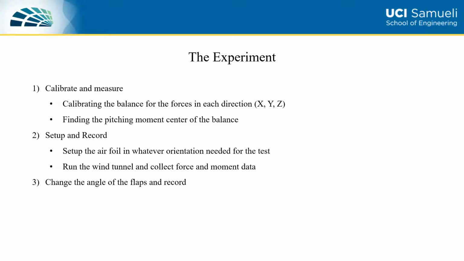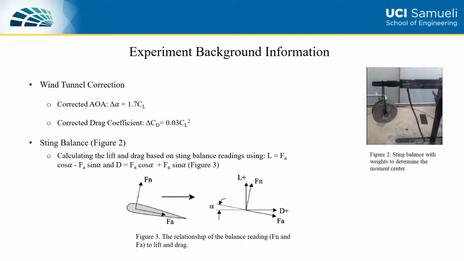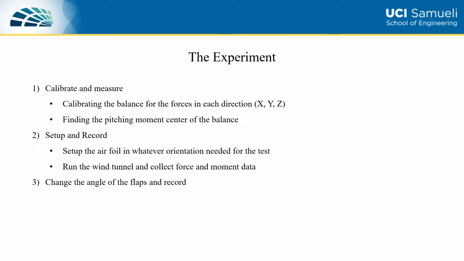So for the actual experiment, first we needed to calibrate our sting balance and find the pitching moment center of the balance. As shown right here on figure 2, to find that pitching moment, we place weights on the set screw, which is where you would mount your wing, and then find when the reading reads 0, and that would be your moment center. Then to calibrate the forces in each direction, X, Y, and Z, you would need to use weights as well until you get a 0 reading for each of the forces.